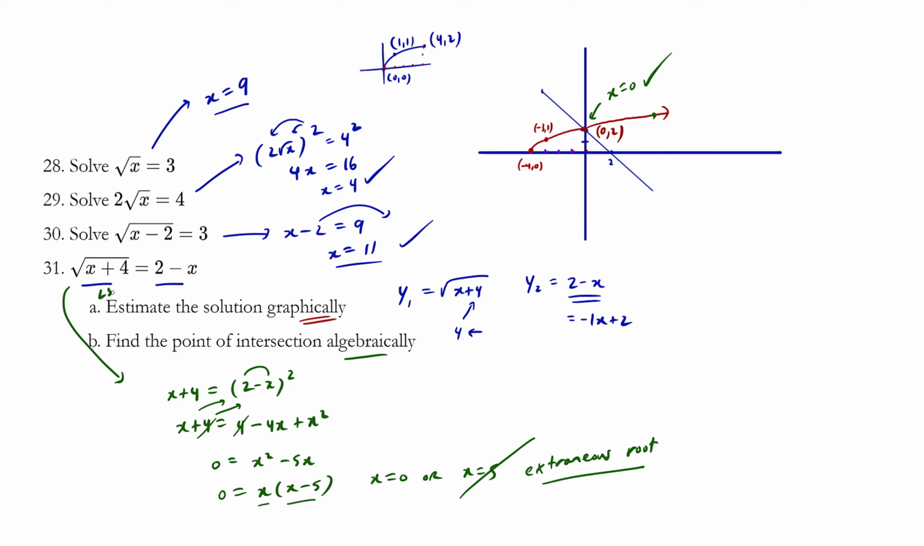So the left side equals the square root of 5 plus 4, which equals the square root of 9, which is 3. However, the right side equals 2 minus x, which if the answer is 5, the right side is negative 3. Left side does not equal right side, so it's extraneous. Whereas if you substituted x equals 0, left side would indeed equal right side.